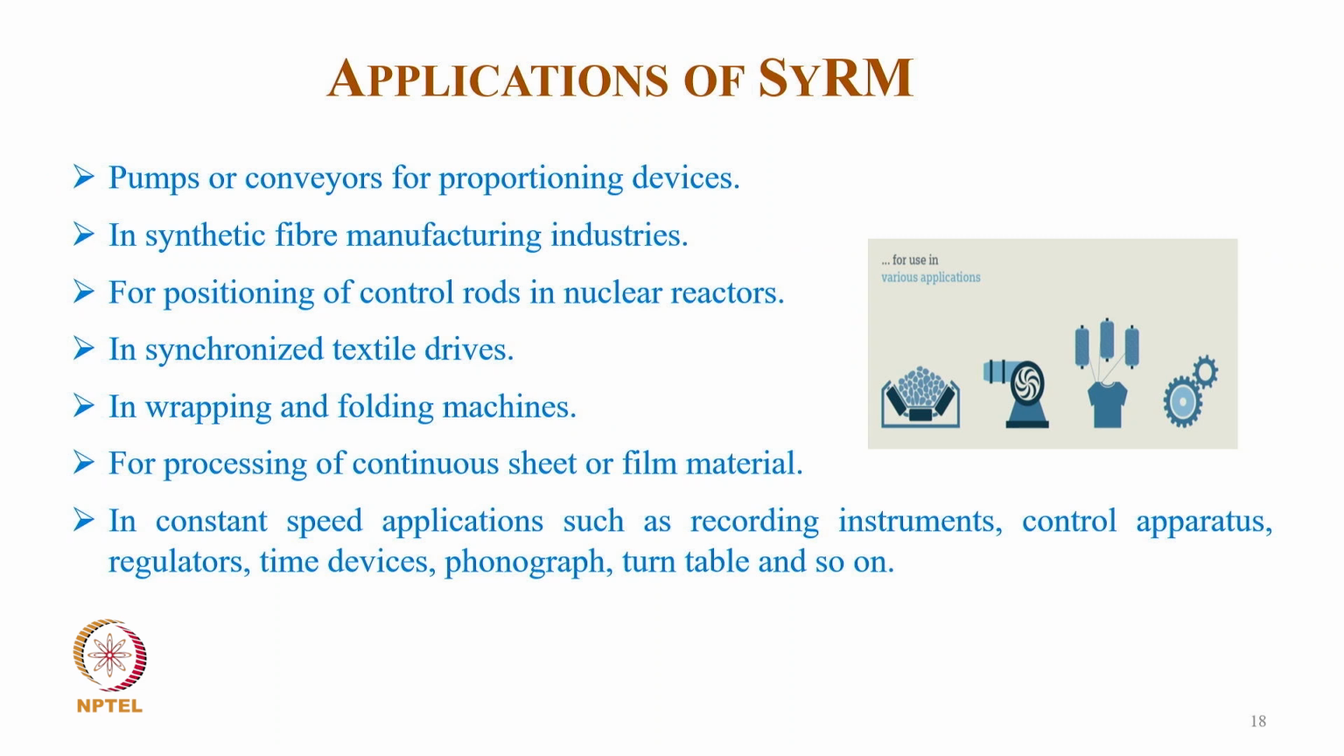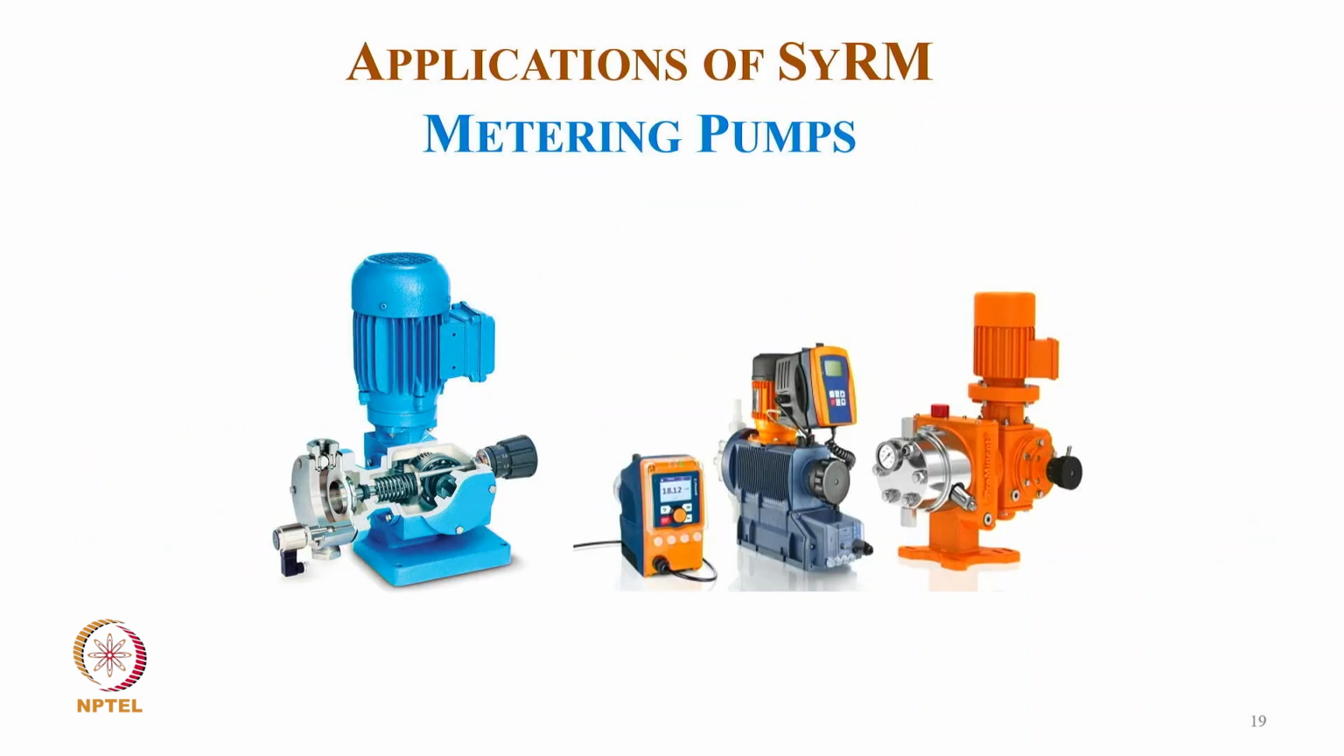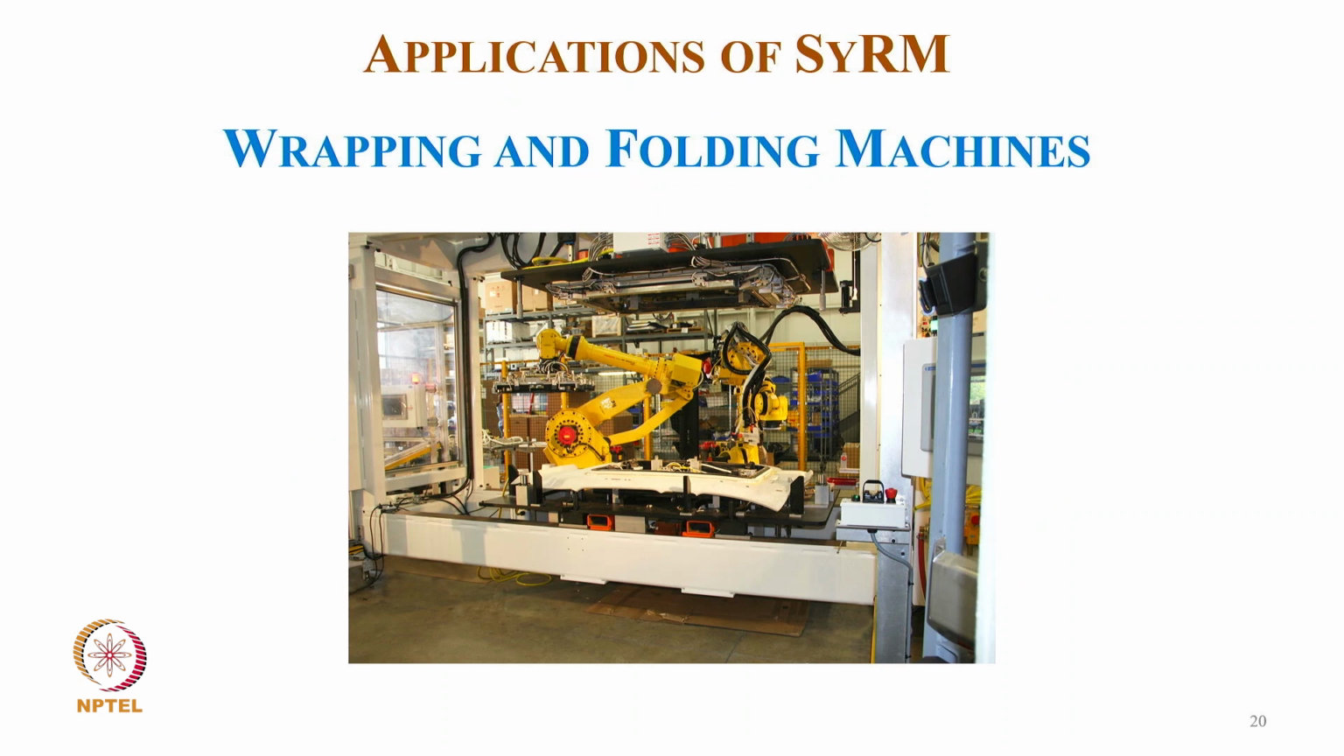Now coming to the applications of this synchronous reluctance motor. It is used in pumps and conveyors for proportioning devices, in the synthetic fiber manufacturing industry, for positioning of control rods in nuclear reactors, in synchronized textile drives, in wrapping and folding machines, and for processing of continuous sheet or film material. It is also used in constant speed applications such as recording instruments, control apparatus, regulators, time devices, phonograph turntables, and so on. And of course, coming to the metering application, you can see how it looks. Then the wrapping and folding machines.